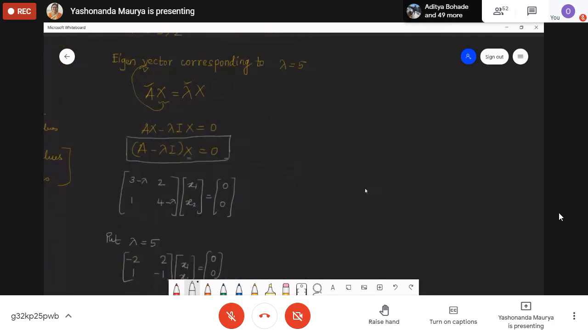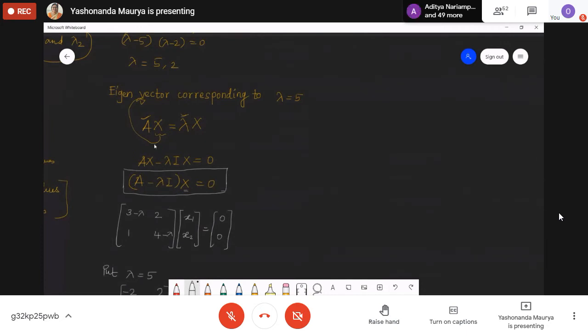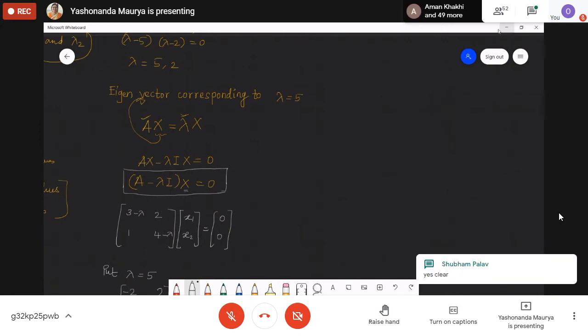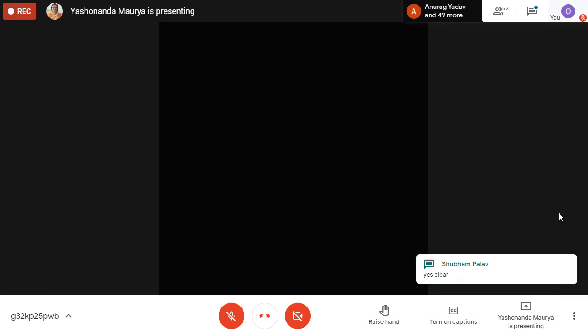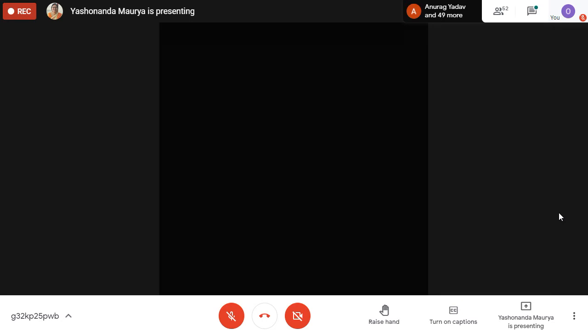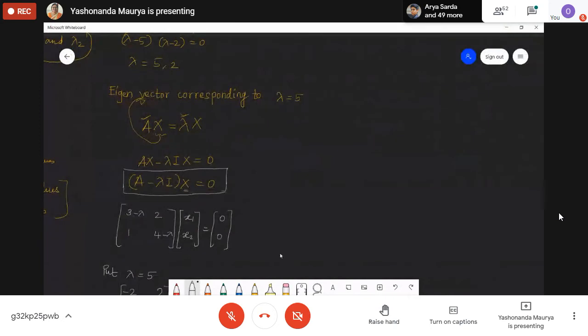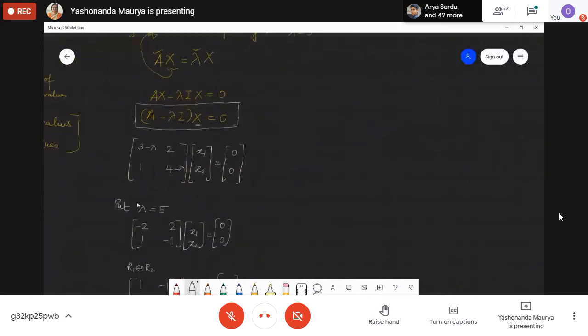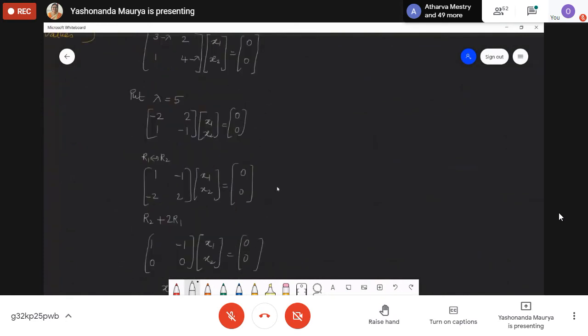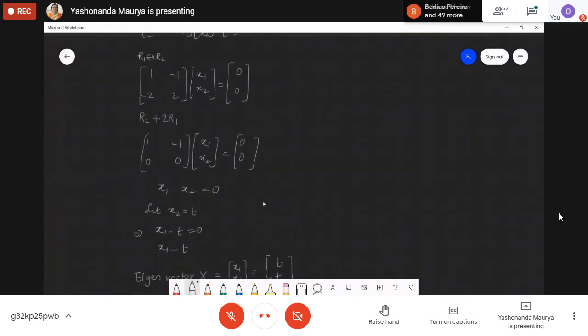So see over here, what we did: we are trying to find the eigenvector. We wrote the equation with which we can find the eigenvector, so we have to solve this equation. Solving this equation is the same thing as solving a system of linear equations. So first of all, we simplified this matrix by putting the value of lambda, and then we did row transformation, reducing it to the echelon form to get the solutions.